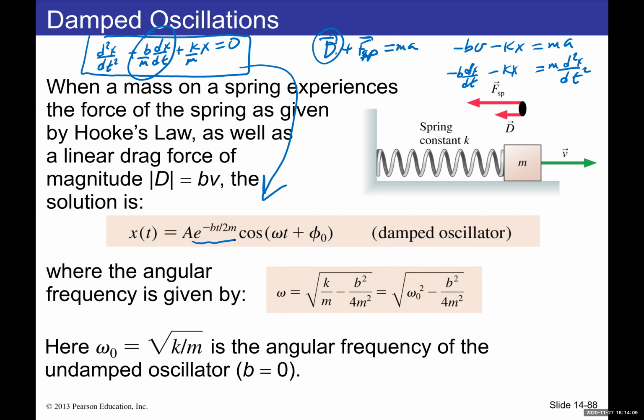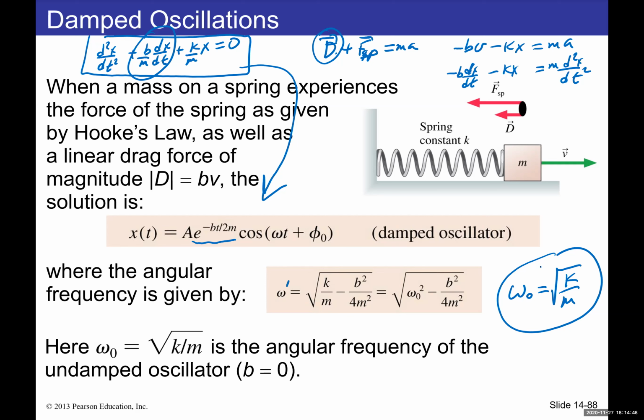And the angular frequency now, instead of being the square root of k over m, is the square root of k over m minus b squared over 4m squared. I can say omega naught is the original frequency, which is the square root of k over m. So it's omega naught squared minus b squared over 4m squared. That means we now have a new angular frequency. Sometimes I put omega prime, so you know this is the new angular frequency for the damped oscillator, and this is the original angular frequency for the undamped oscillator.